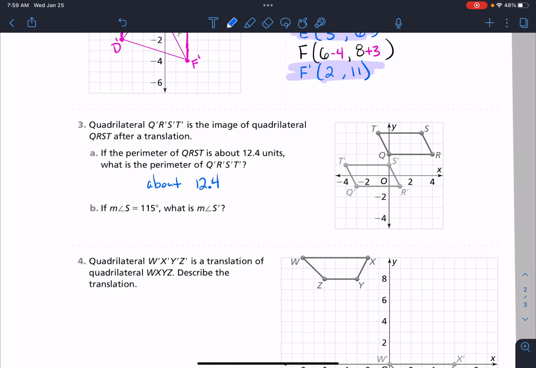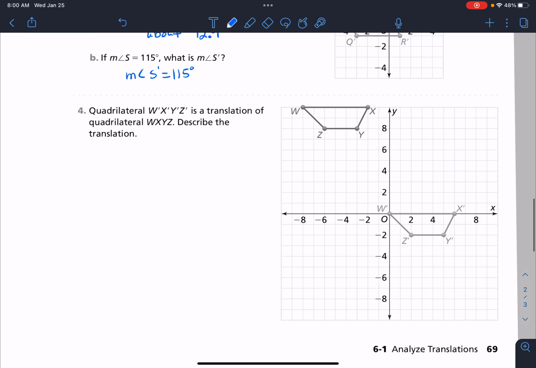It says if the measurement of angle S is 115 degrees, so this guy right here is 115. What is the measurement of S prime? Well, again, the shape did not change. So if S is 115, then S prime is also, you guessed it, 115. Easy peasy lemon squeezy. All right, let's do one more, and I think you should have it by now.